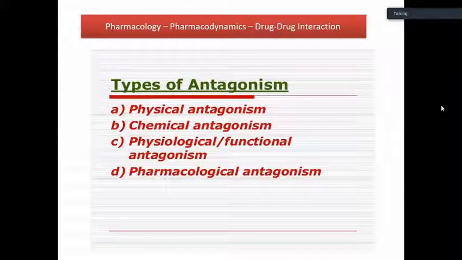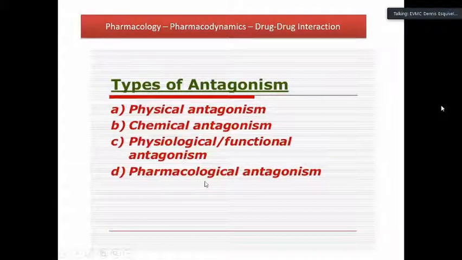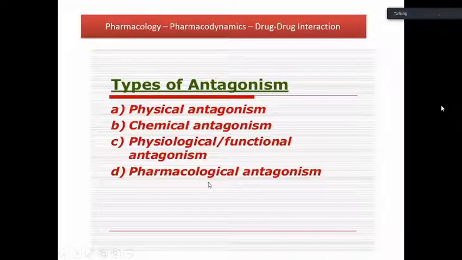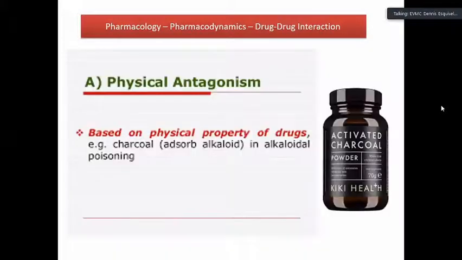So there are types of antagonism. So we have the physical, chemical, physiological, and pharmacological antagonism. So these are the four types of antagonism. Physical, chemical, and physiological, and pharmacological antagonism. So first is we have physical antagonism. So this is based on the physical property of the drug, right?